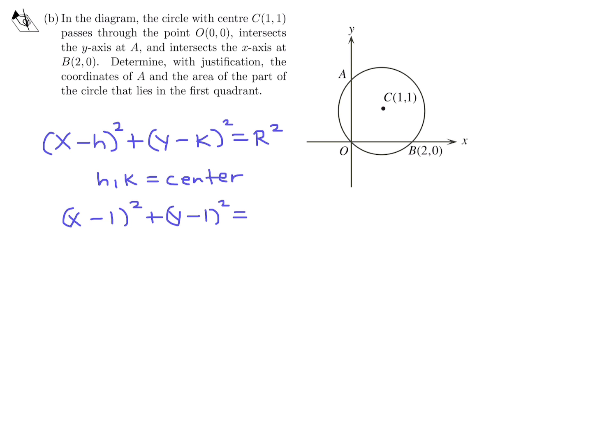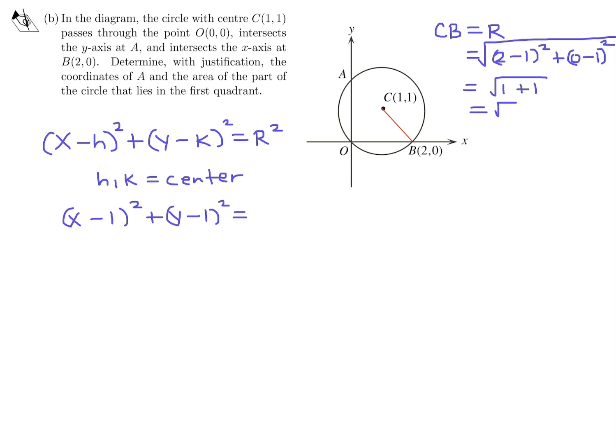We can figure out r, because r is just the distance from the center to B. That's one quick way of figuring out r. All right, let's do that. CB represents r, and using the distance formula, we'll figure that out. So the square root of (2 minus 1) squared plus (0 minus 1) squared. So that gives me the square root of 1 plus 1, that's the square root of 2. All right? So that's r, the radius. So this equation becomes r squared, which is 2. So there you go. That's the equation of our circle.